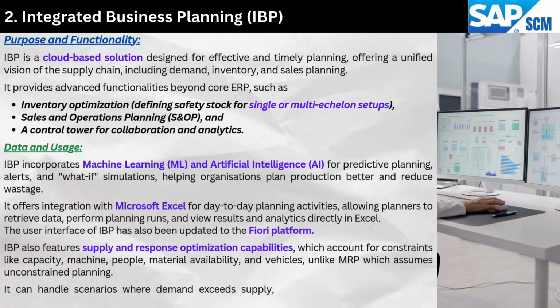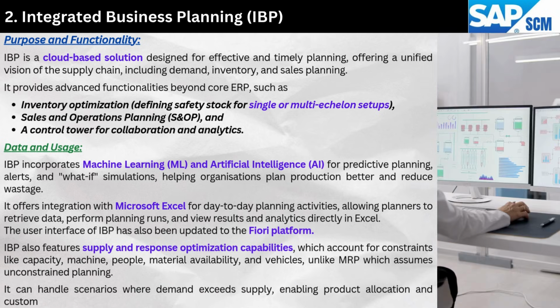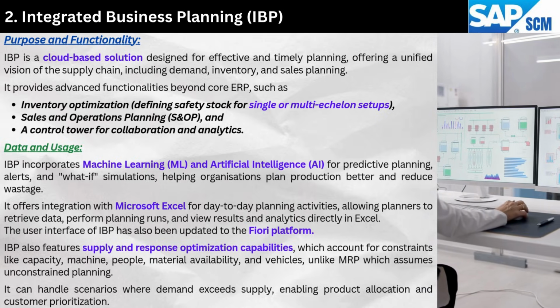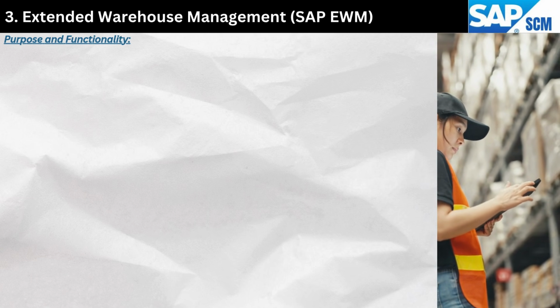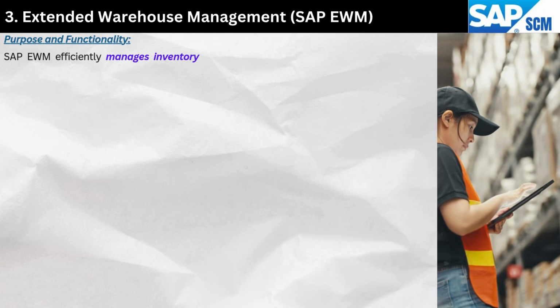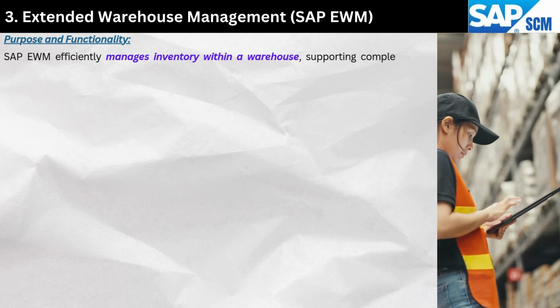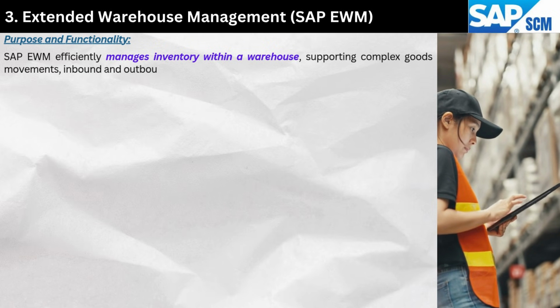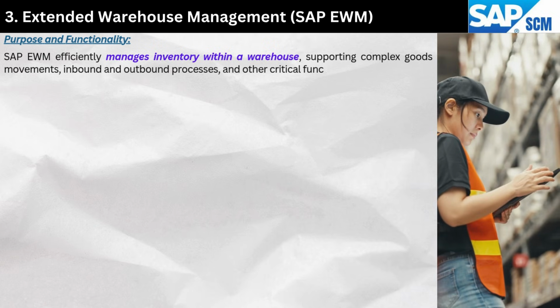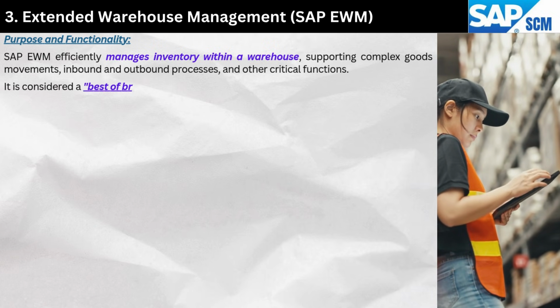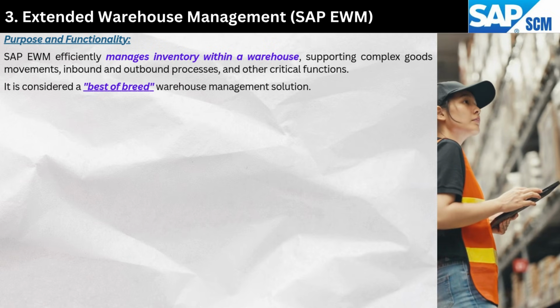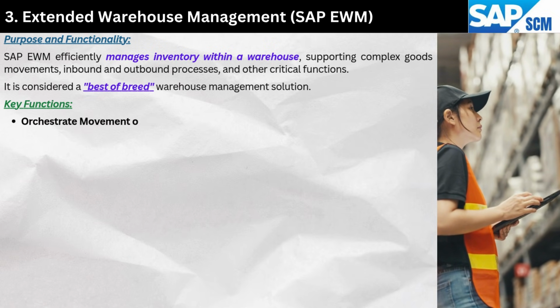It can handle scenarios where demand exceeds supply, enabling product allocation and customer prioritization. 3. Extended Warehouse Management, SAP EWM. Purpose and functionality. SAP EWM efficiently manages inventory within a warehouse, supporting complex goods movements, inbound and outbound processes, and other critical functions. It is considered a best-of-breed warehouse management solution.